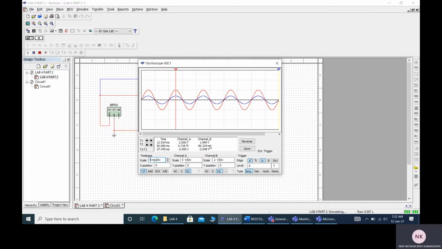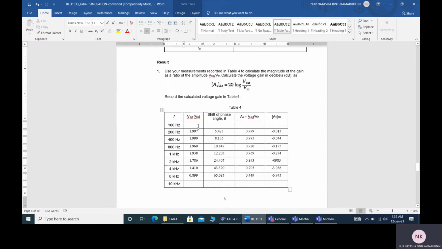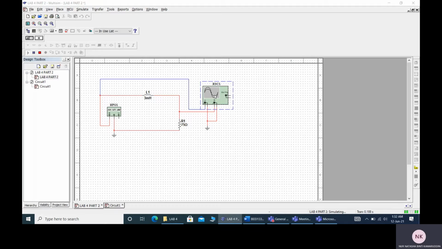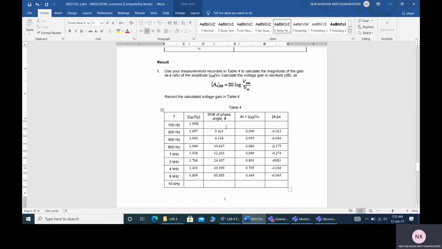Like this, V out is 1.999. And for the shift of phase angle, we take cursor 1 and this cursor 2, which are the same, 0.00 second. So the shift of phase angle is frequency times 360 degrees times the difference of the time base. So the shift of phase angle is 0.